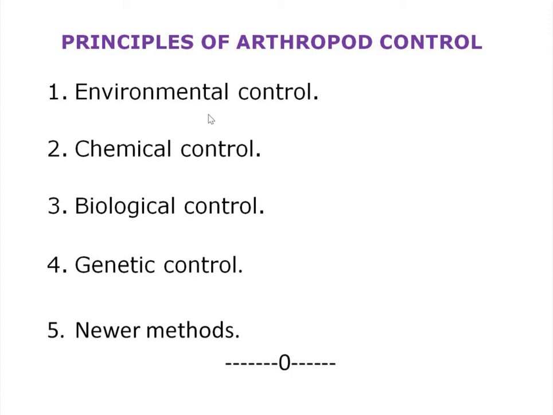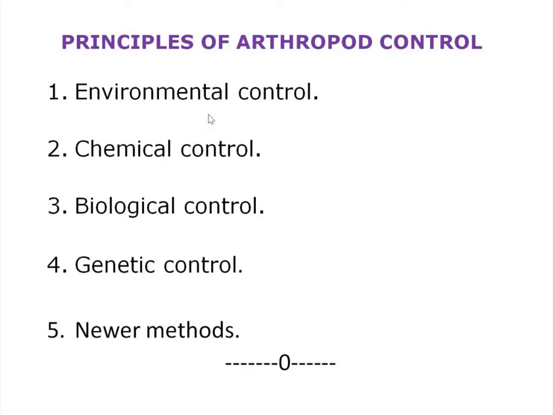Some other examples under environmental control: if mosquitoes breed in any dirty water or sewage, then clearing of the sewage, like that, doing some environmental changes. All those measures come under environmental control. Next is chemical control. Chemical control is nothing but using some insecticides or pesticides to control the insects. Examples are using DDT, BHC, malathion, abate, and pyrethrum. All these chemicals or insecticides we use to kill these insects or arthropods. That comes under chemical control.